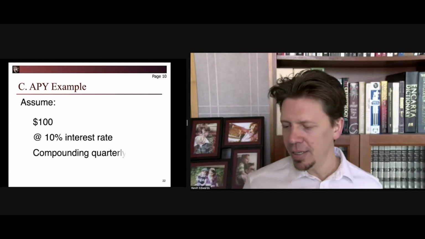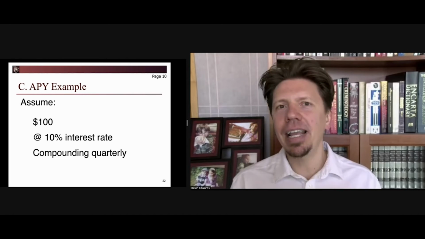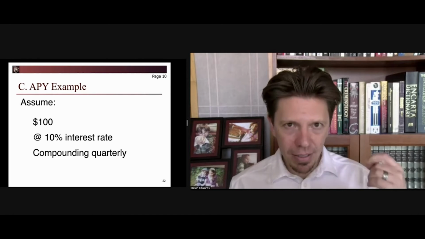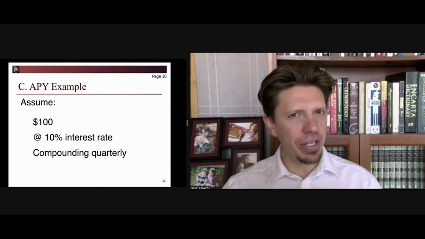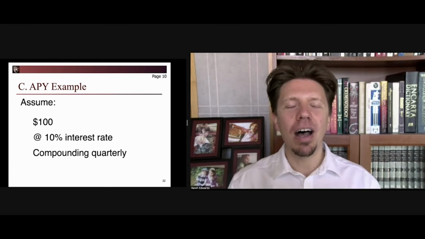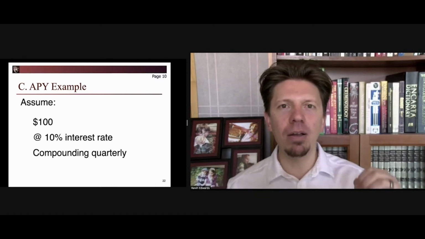So let's go through the example. Go ahead and flip to page 11, and there's an example that's laid out, and it assumes a couple of things. First, it assumes that there's a $100 deposit. We're keeping round numbers here so that it's easy to follow. $100 deposit, and there's a 10% interest rate, and it compounds quarterly.